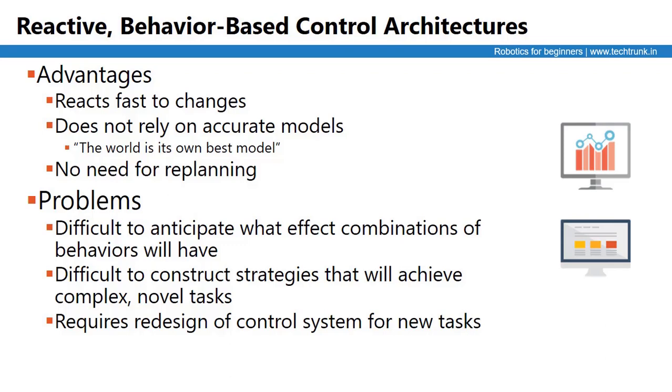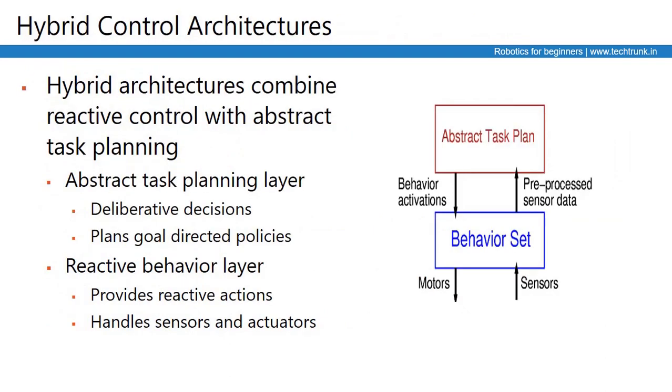And the problems you find in behavior-based control architecture are that it is difficult to anticipate what effect combinations of behavior will have, and it's difficult to construct strategies that will achieve complex and novel tasks. Generally, behavior-based control architecture requires redesign of the control system for new tasks. And the solution to these problems of the traditional architecture and the behavior-based architecture is hybrid control architecture.